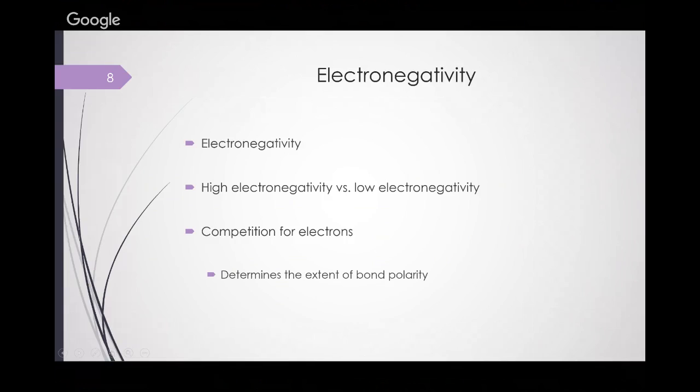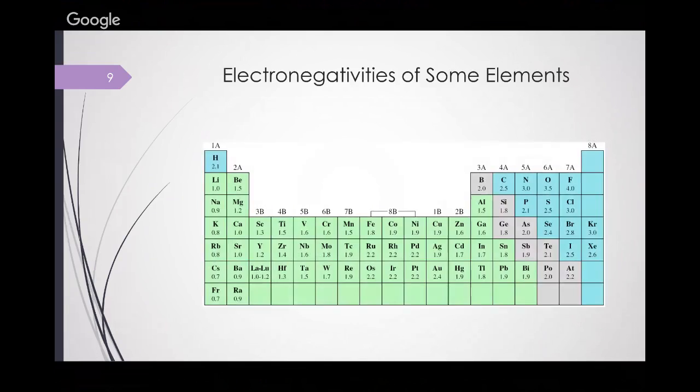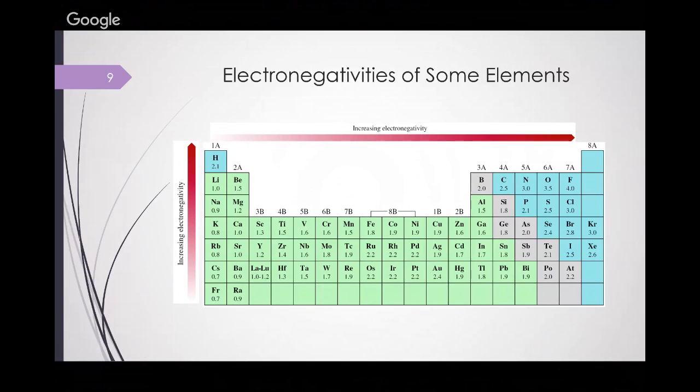So when we have elements that have similar electronegativities, then we see this competition for electrons. And within the competition, it's determining the extent of our bond polarity. So let's take a look at the table that shows us our electronegativities. As we can see here, our electronegativities are increasing from bottom to top and left to right across the periodic table. So my highest electronegativity is with fluorine, which is a value of 4. My lowest electronegativity is with francium, which is 0.7.